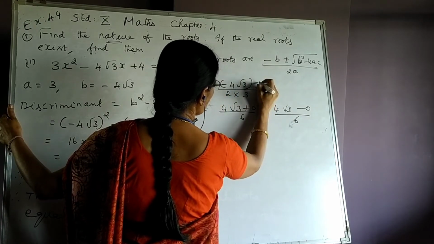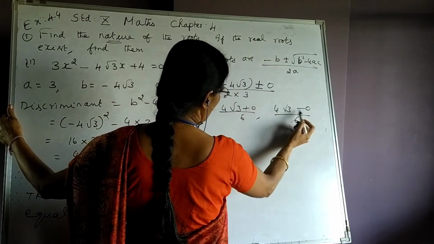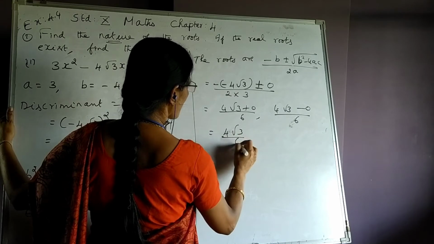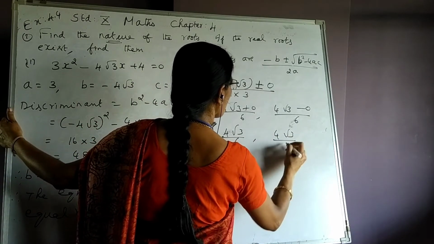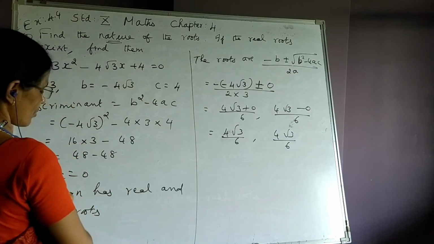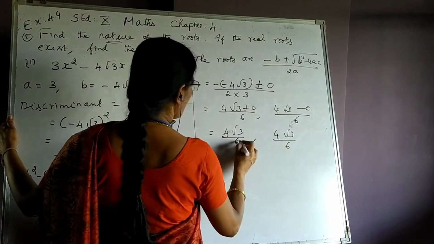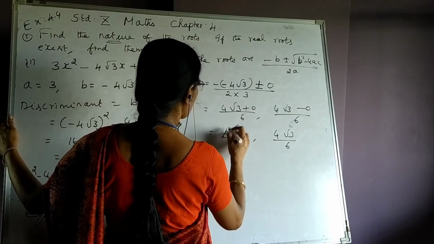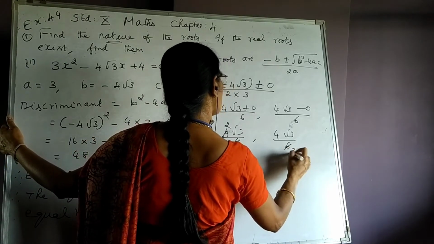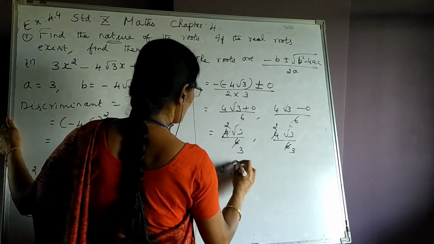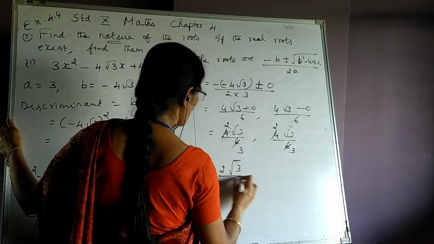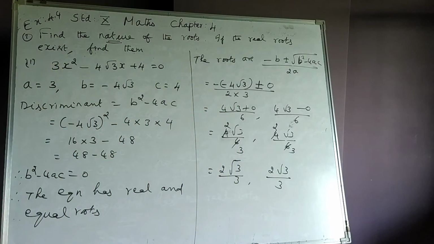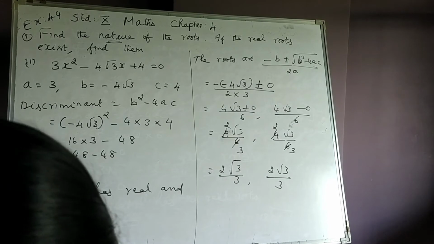Here there are two signs, plus and minus. Taking plus and then minus, we get 4 root 3 upon 6 and 4 root 3 upon 6. Because the discriminant is equal to 0, we get equal roots. Directly also we can find them, but if you find it difficult, you can use the formula like this. Here also 3 and 2 can be cancelled, or we can write it in the same form. Therefore, the roots are 2 root 3 upon 3 and 2 root 3 upon 3.